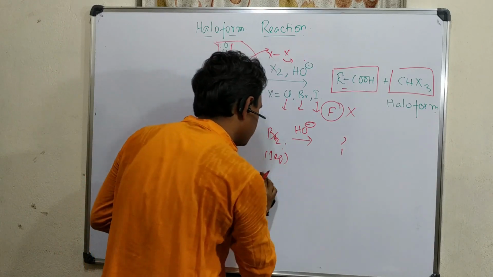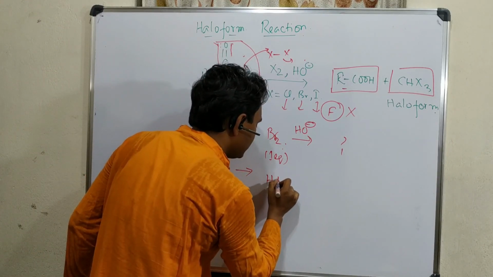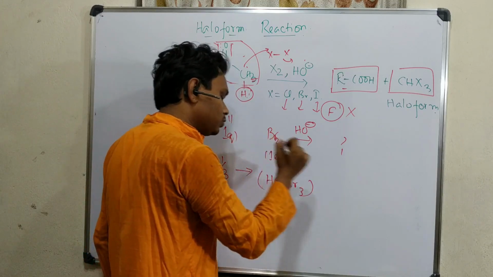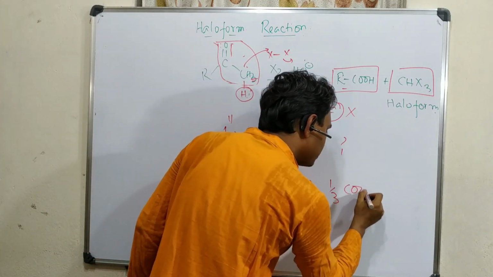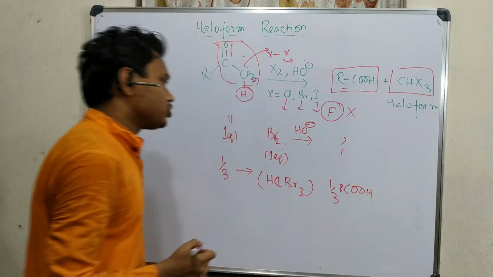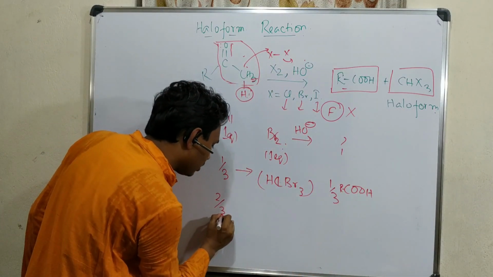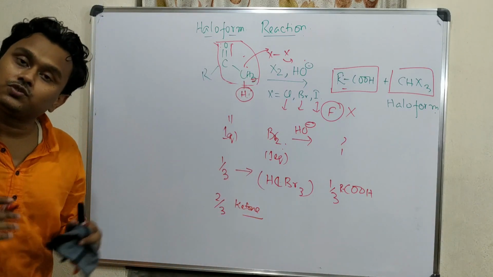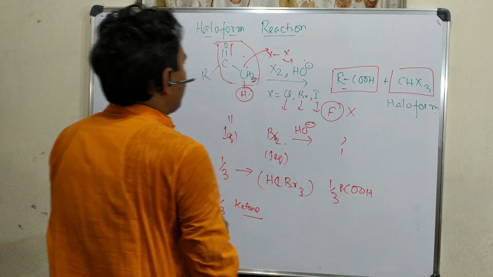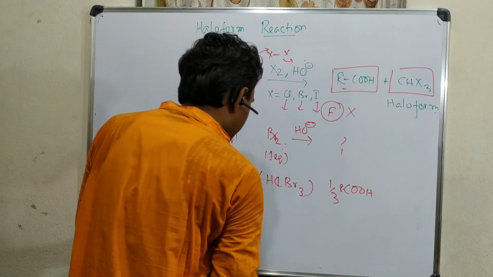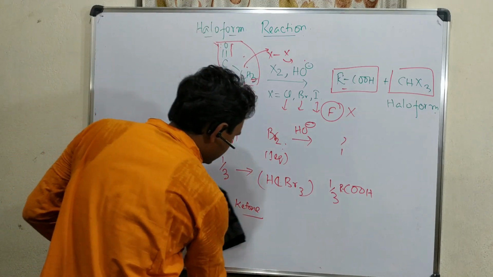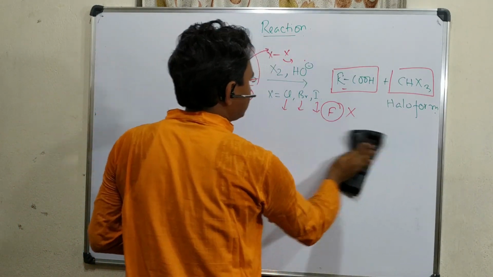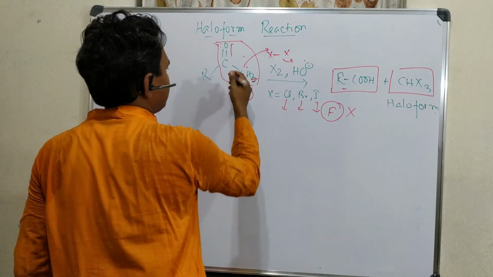Or specifically, since it is bromine, it should be bromoform, HCBr3. So 1/3 mole bromoform. So similarly 1/3 mole of carboxylic acid will be produced. Okay, fine. So whatever is left, 2/3 mole of this ketone will be left in the reaction medium. So keep this factor in mind, it will be helpful for you. Okay, so we have just explained the haloform reaction. Right now we have already understood that the keto methyl group is essential.